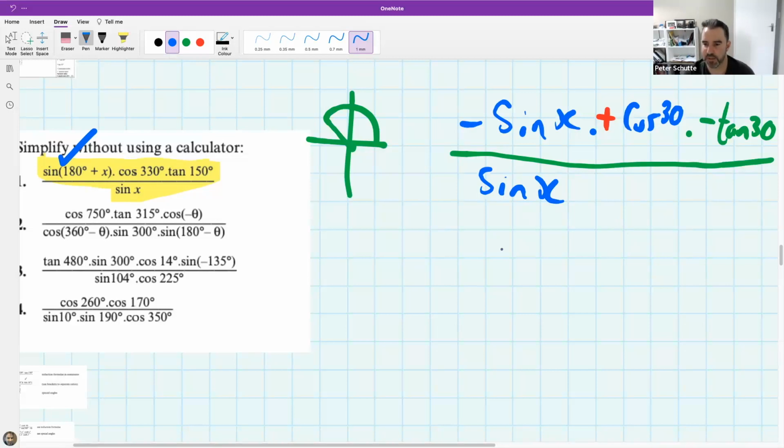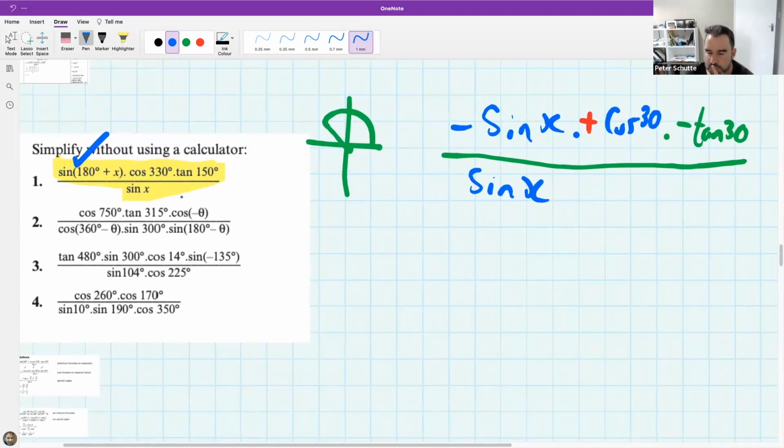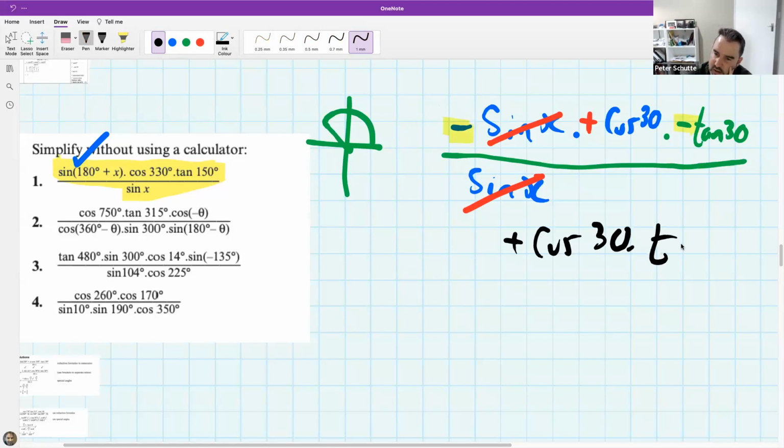What is my next step going to be? Does anybody have an idea of what my next step would be? Because remember, I have to simplify this without a calculator. So I think sine x over sine x can cancel out. And I also think a negative times a negative, so there's a negative here and a negative there, together those become a positive. So I'm left with positive cos 30 times tan of 30.